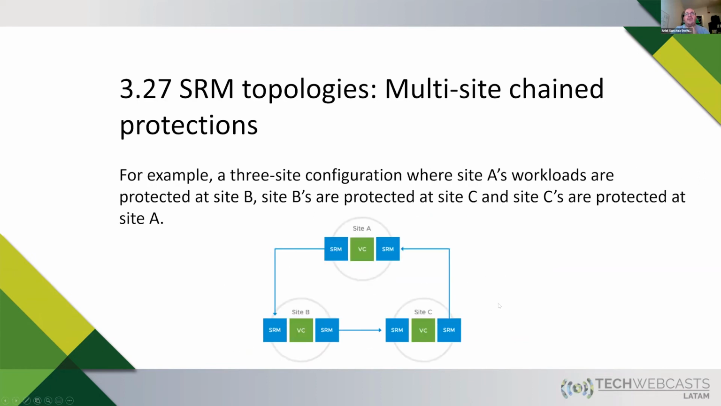And here's what I call the chain protection, a multi-site chain protection, where if site A were to fail, it can fail its VMs over to site B, and site B's VMs are actually protected in site C, and site C's are protected in site A. So you have basically a chain of site recovery management.